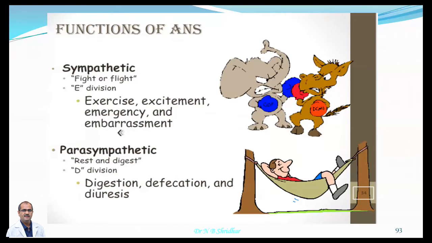What is the function of the autonomic nervous system? It is involved in the fight or flight reflex. Here, the autonomic nervous system is the fight or flight system, meaning whenever such a situation comes, it will prepare the body to fight or run away, to take flight. It is useful in cases of exercise, excitement, emergency and embarrassment.